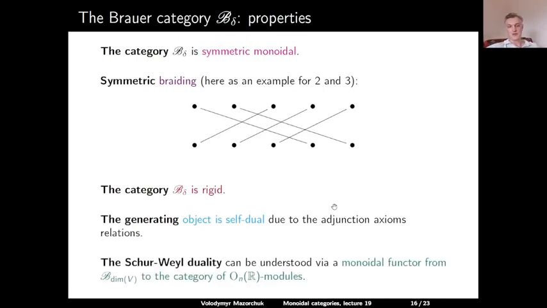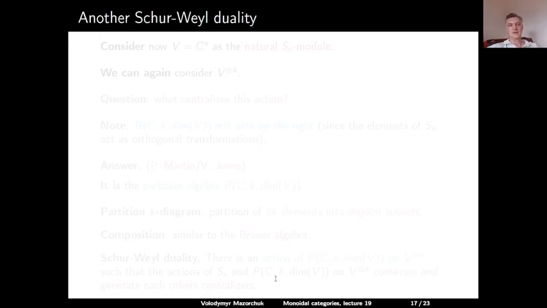And then the Schur-Weyl duality is a monoidal functor from the corresponding Brauer category, where we now have to evaluate delta to the dimension of V. And this is a monoidal functor to the category of all modules over the group O(n, R). So in this way, we can view our Schur-Weyl duality using certain monoidal representations of this Brauer monoidal category. Okay, and let us go to yet another Schur-Weyl duality.